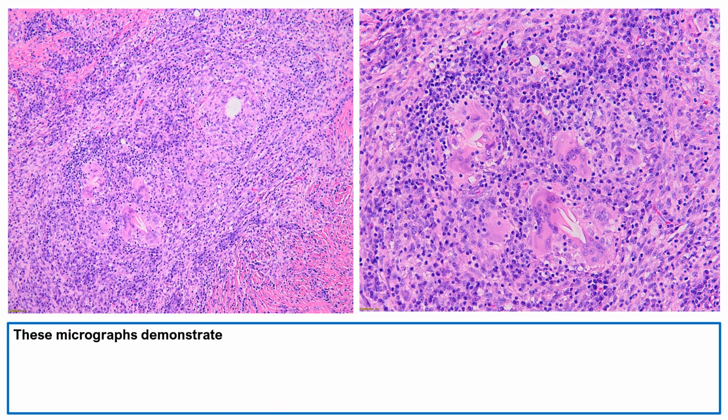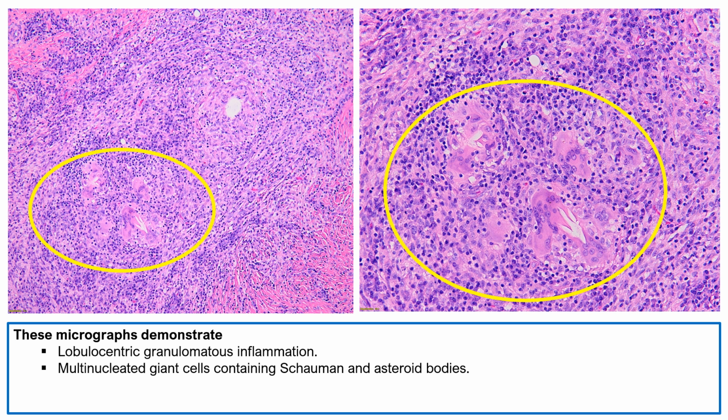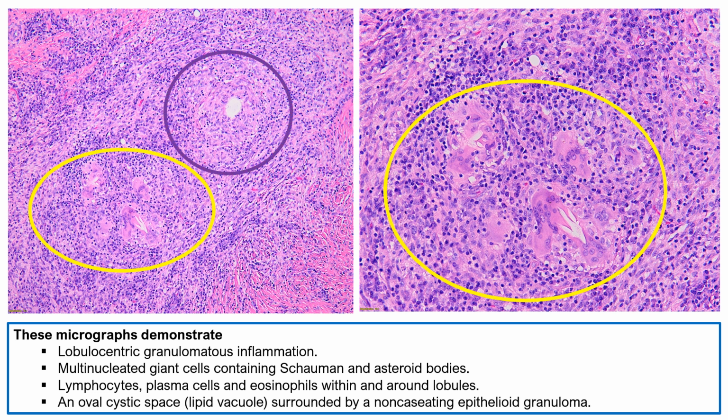These micrographs demonstrate lobulocentric granulomatous inflammation, multinucleated giant cells containing Schaumann and asteroid bodies, lymphocytes, plasma cells, and eosinophils within and around lobules, an oval cystic space, lipid vacuole surrounded by an non-caseating epithelioid granuloma.